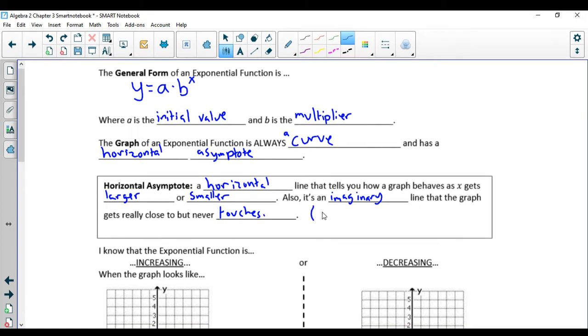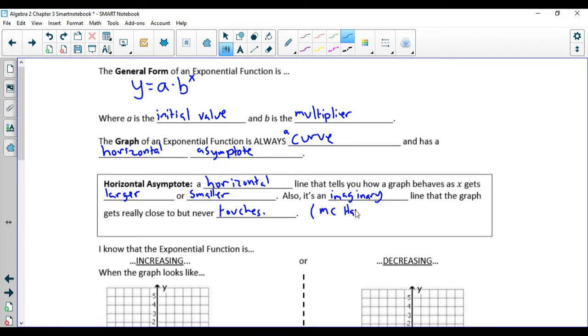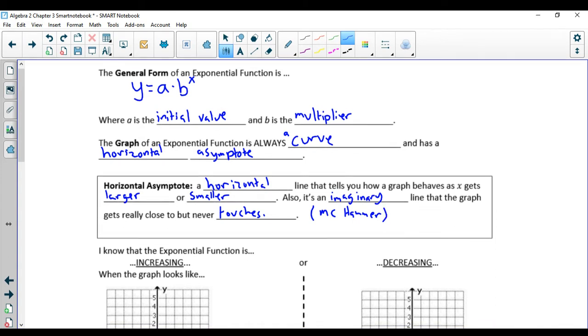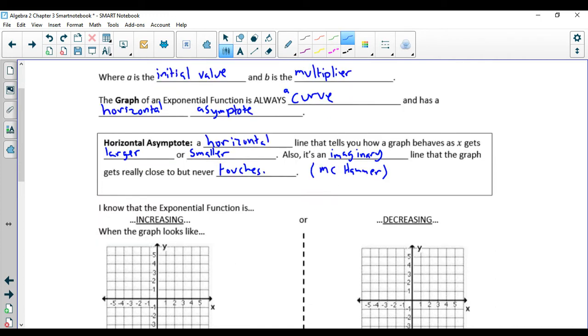So I like to call this the MC Hammer line. Why do we call it the MC Hammer line? Well, can't touch this. You can't touch this. Can't touch this. So you can never touch that asymptote. It gets really, really close to it, but never touches it. So it's the MC Hammer line in my mind.